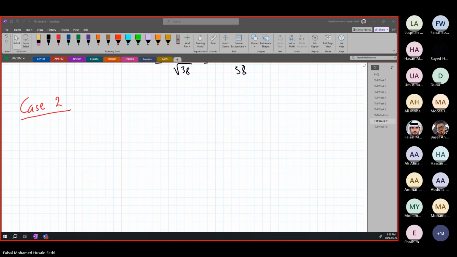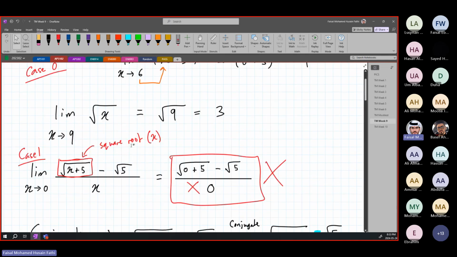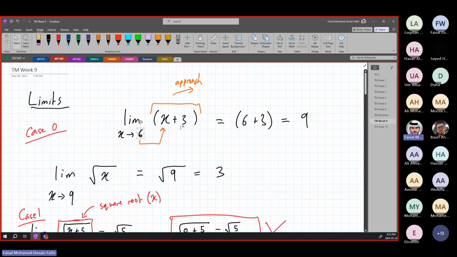Okay. Let's call this case 0, just so you don't get confused. This is case 0, which is the easiest case. All you have to do is plug in the value and you get your limit. You don't need to do any simplification or anything like that. That's all you have to do.